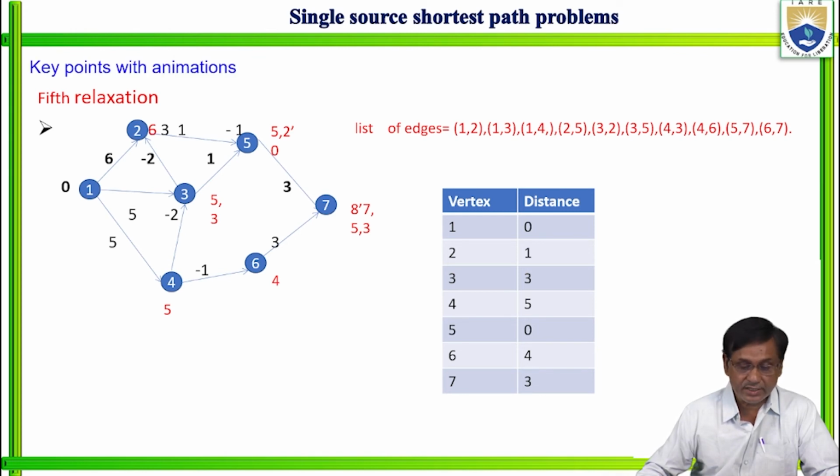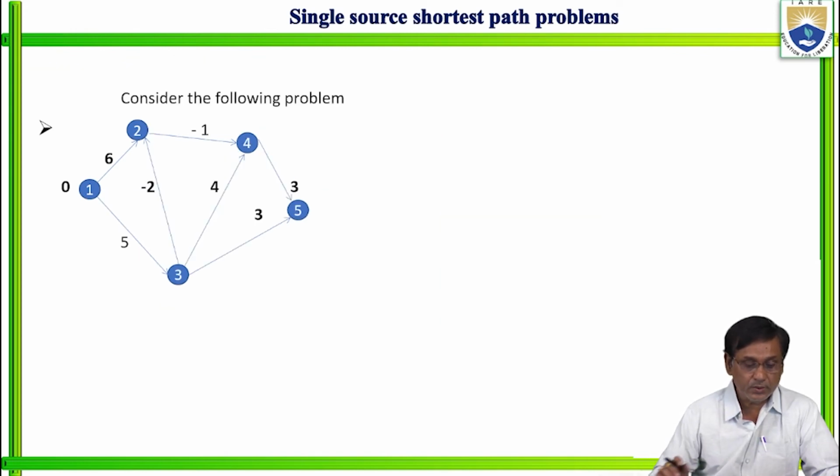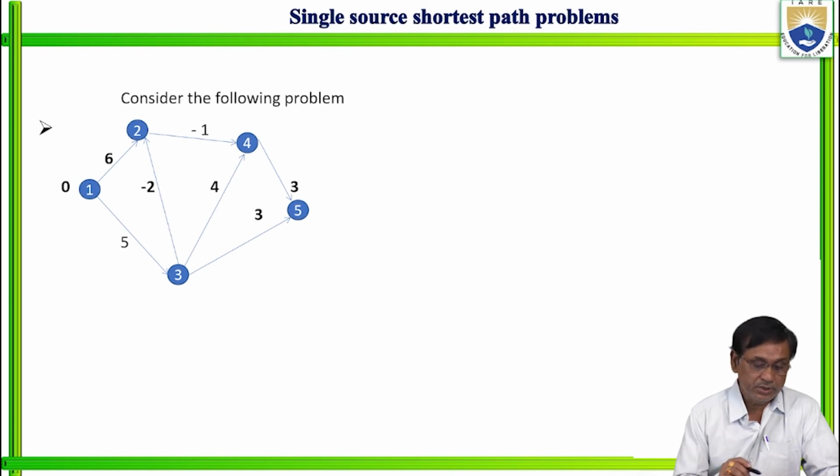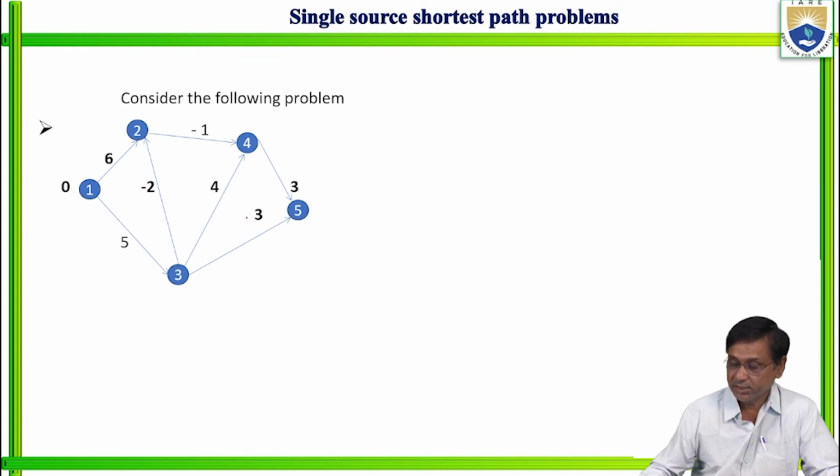Now consider another example, simple example. Now consider this following problem. So 1 to 2, the weight is 6. 2 to 4, the weight is minus 1, and 3 to 2, the weight is minus 2, and 1 to 3, the weight is 5, and 3 to 5, the weight is 3.